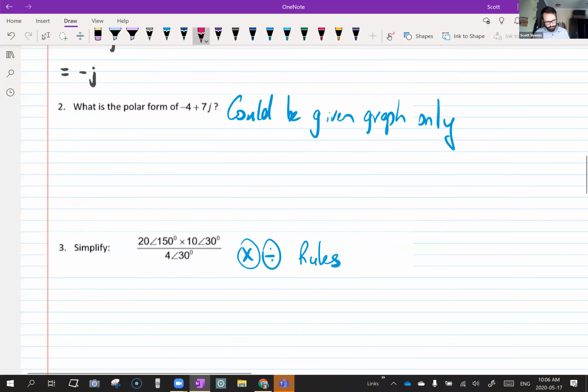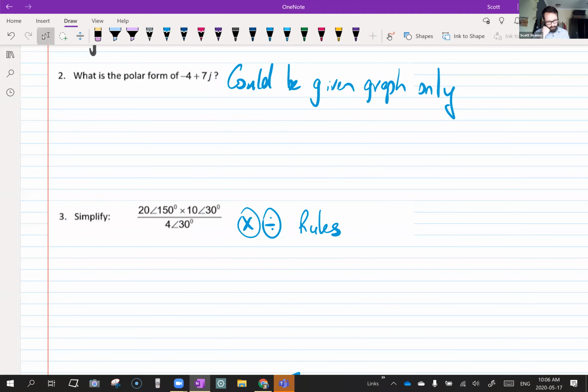What's the polar form of this? It could be given the graph only. I'm going to do this one, actually. Let's just say you were given a graph. This is a very big hint for your test. And given a graph, and it was like this. So I'm going to sketch it. This would be our negative 4 and 7. Why is it negative 4 and 7? Well, because this is 4 over, and this is 1, 2, 3, 4, 5, 6, 7 up, let's assume.